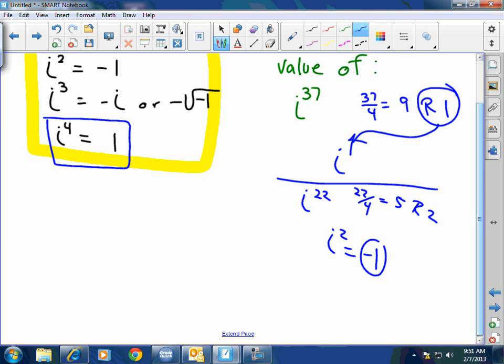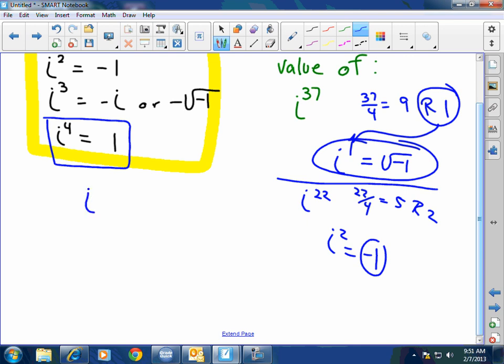I squared is negative 1. And i to the first power is the square root of negative 1. They're both the same. If it goes in evenly, then the answer is 1.